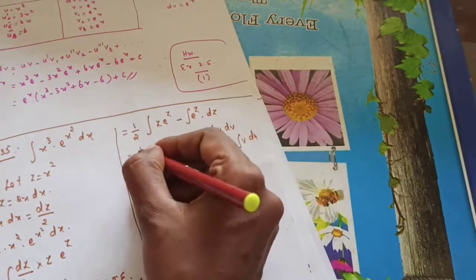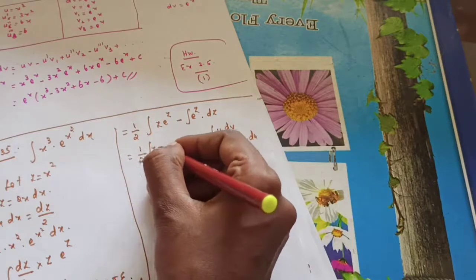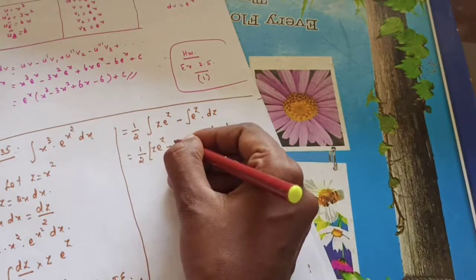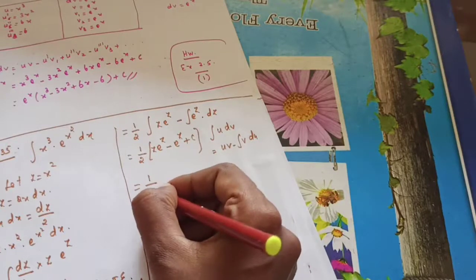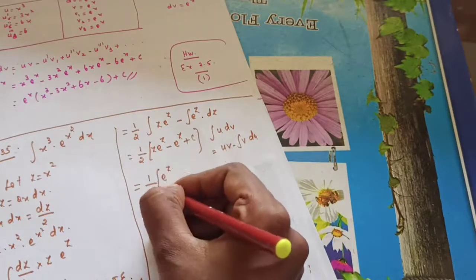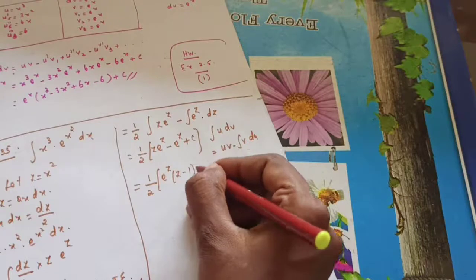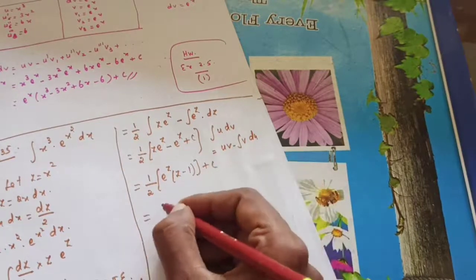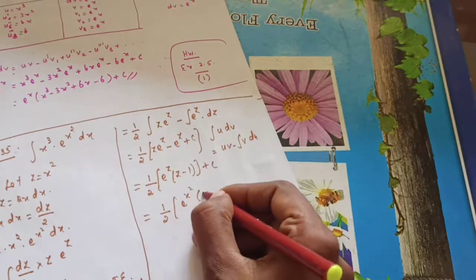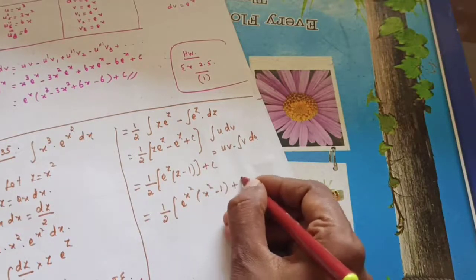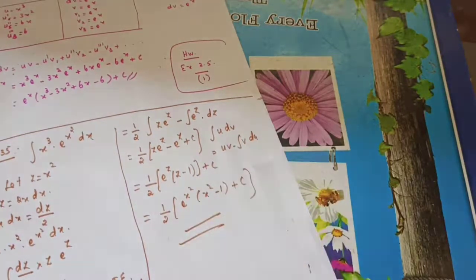That's equal to 1 by 2 into z e power z minus integral of e power z, which is e power z, plus c. That's equal to 1 by 2 into e power z. You can take it common. So z minus 1, plus c. That's equal to 1 by 2 into e power z, meaning e power x square, into x square minus 1, plus c. That's the answer. Okay. Have you got it? I hope you got a good idea. This one is very easy.